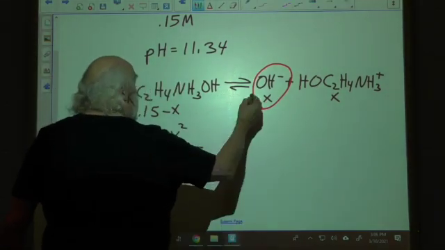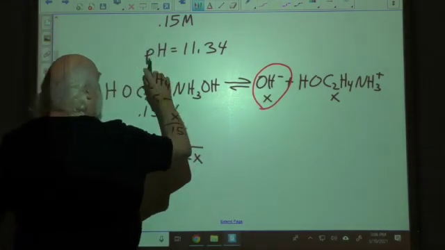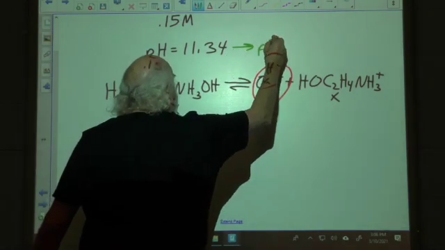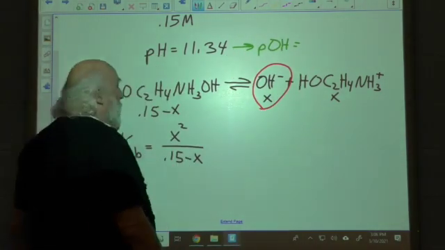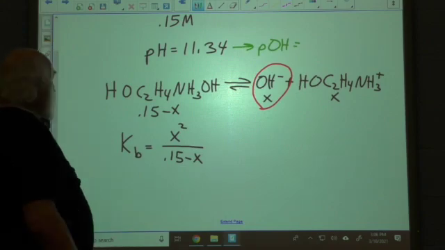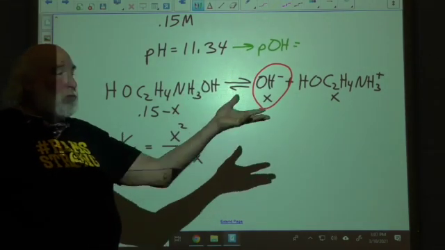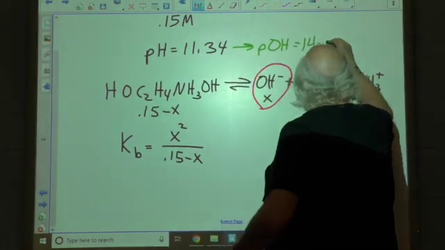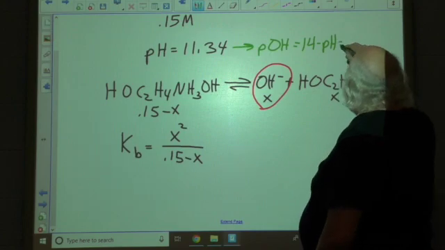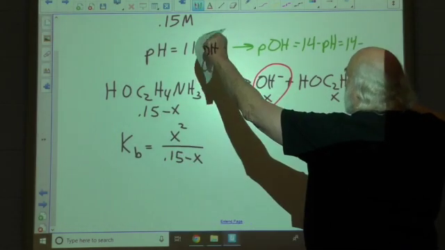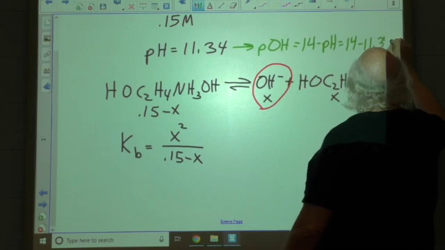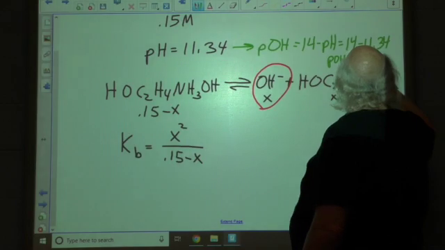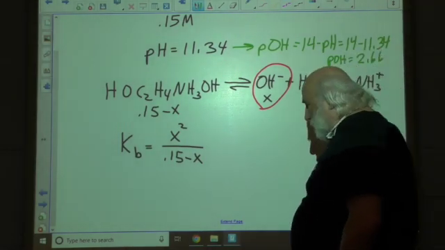Now, we don't know the Kb, but we kind of know this because of this piece of information right here. Since we're dealing with OH, we don't want pH, we want pOH. So we can find pOH because we said earlier that pH plus pOH equals 14. Therefore, 14 minus pH equals pOH. So that's 14 minus 11.34. So pOH equals 2.66.